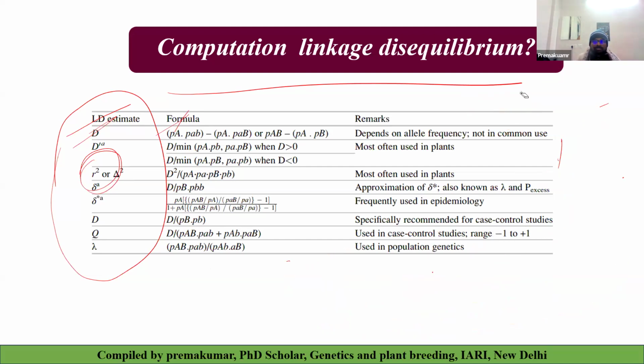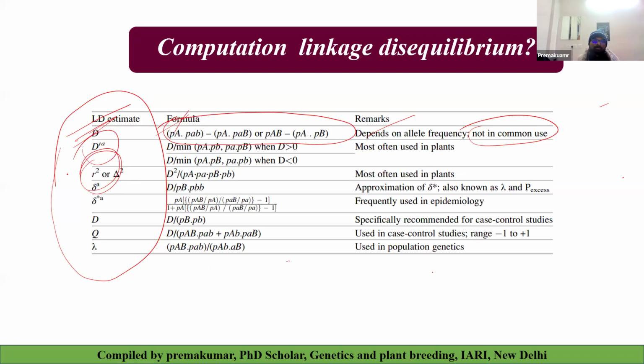Then I think from this formula, the equation, you get to know how to calculate the D, which depends on allele frequency. Normally we are not using this. We have another approach called the D prime approach. Means we take the D value divided by the minimum of P of A into P of small b, P of small a into P of capital B. Here the values are there, you can substitute values and get the value.